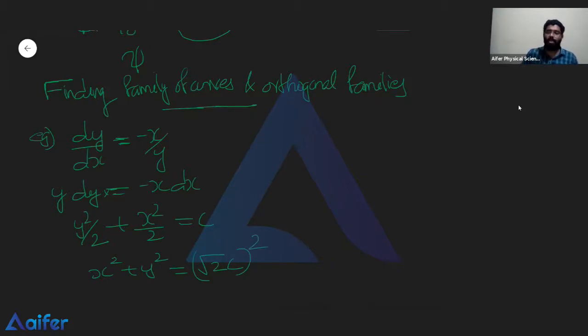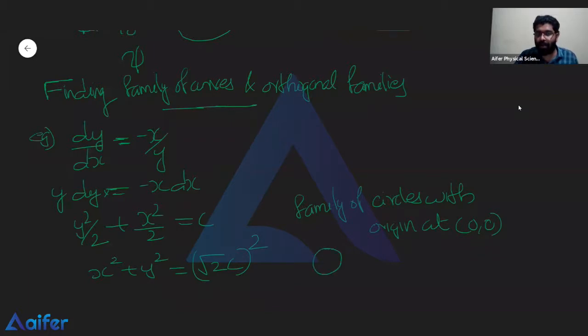What does it represent? This represents a family of circles, with origin at 0, 0. What is the radius? We cannot say. The radius value will depend on c. So this will represent a family of concentric circles, right? Something like this, because the origins of all the circles are at 0, 0.